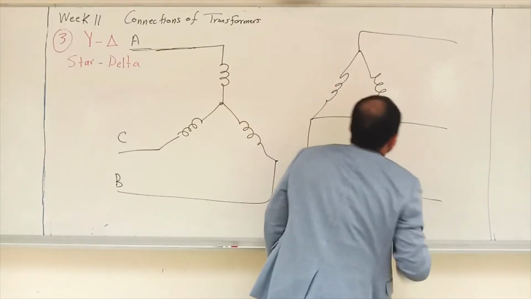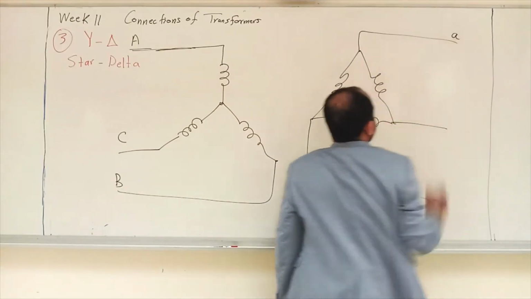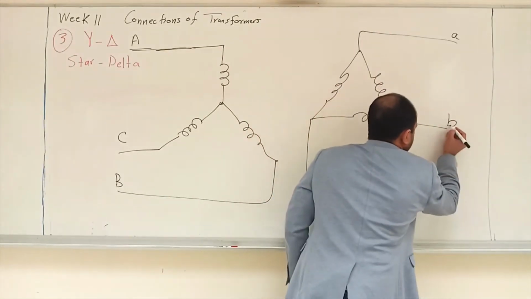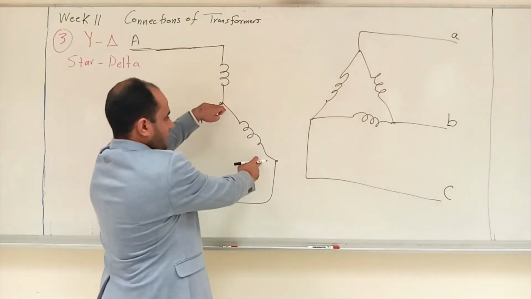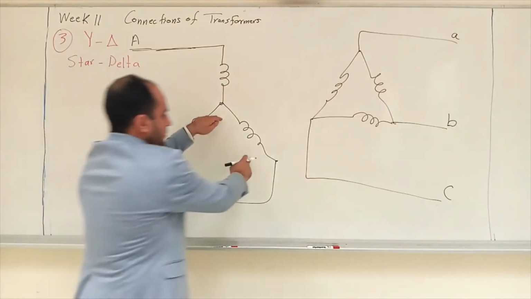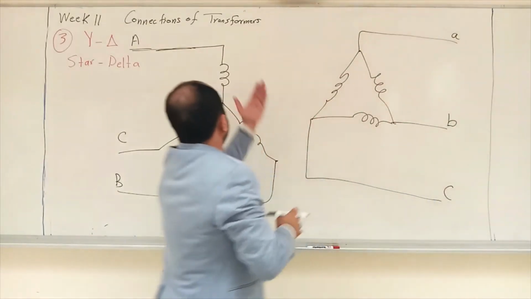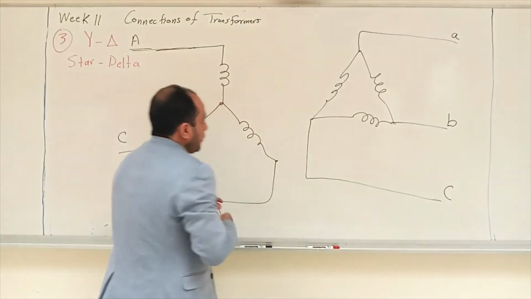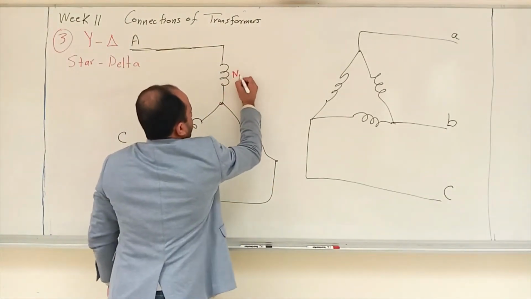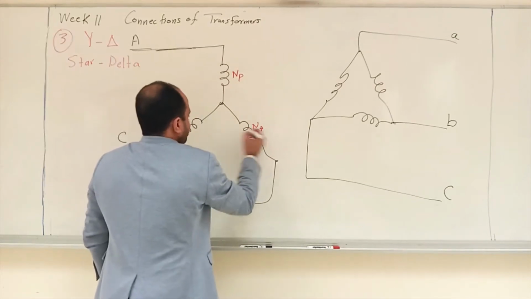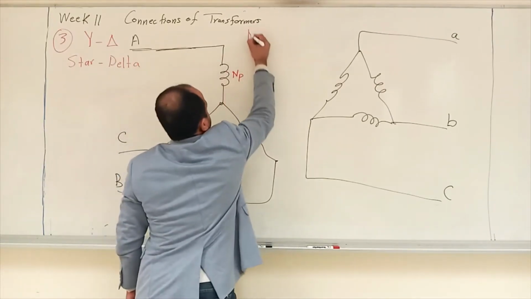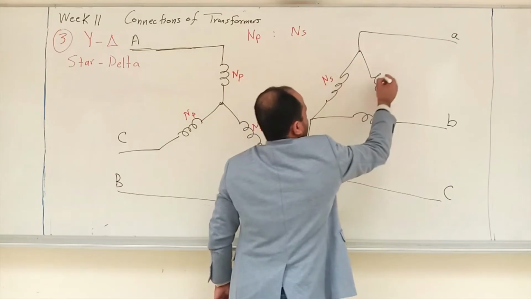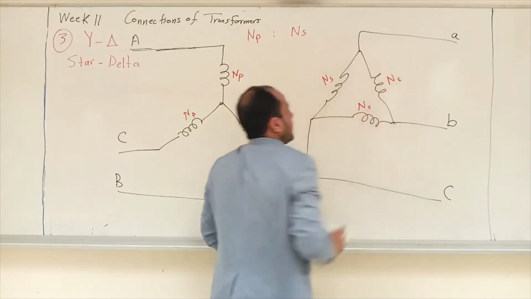So in the secondary side, again, this is a small a, a small b and a small c. This phase is equivalent to b here, which means the same phase here, that's b. So this is the primary side, this is the secondary side. In the primary side, we have the number of turns NP, and the secondary side will be NS. So the turns ratio here is NS over NP.